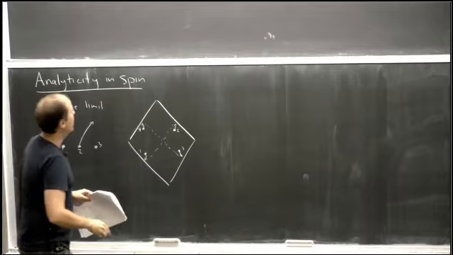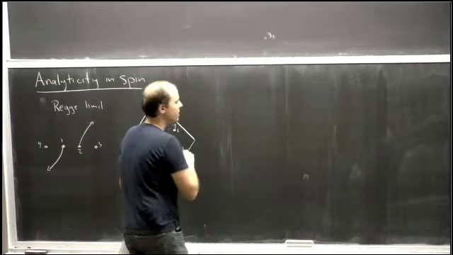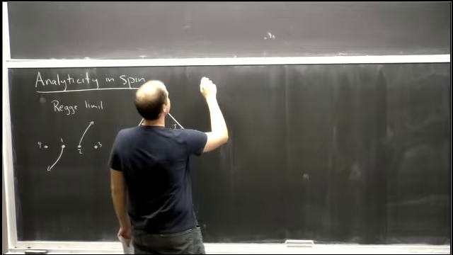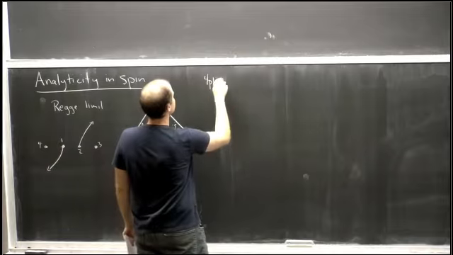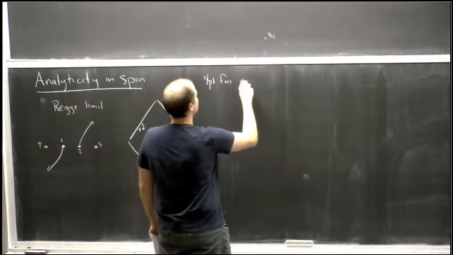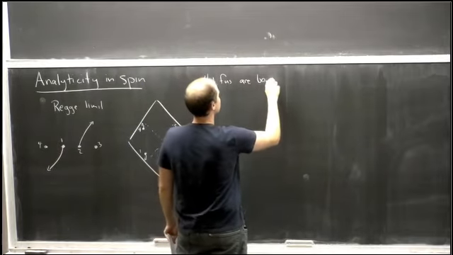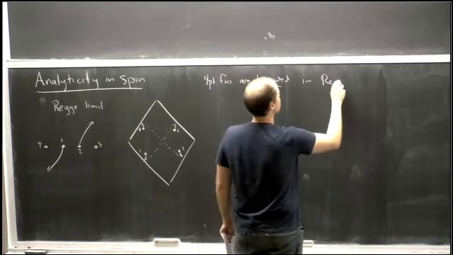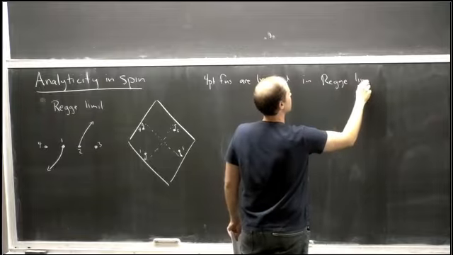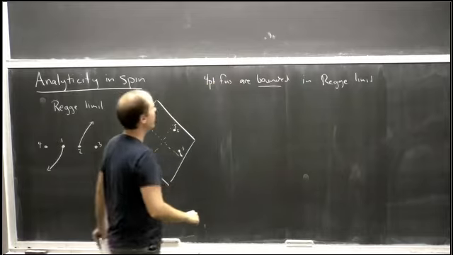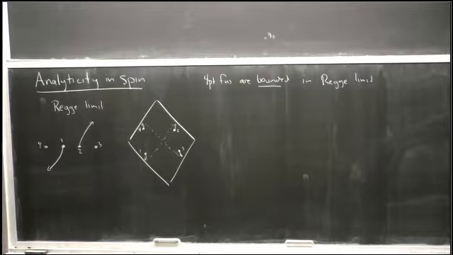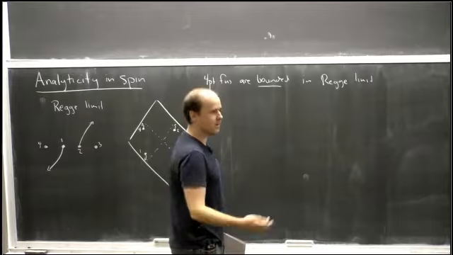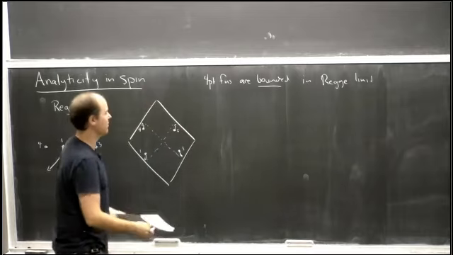Okay, so there's an important and pretty non-trivial fact that 4-point functions are bounded in the Regge limit. To explain this, first let me explain why it's non-trivial. So why you might not expect them to be bounded, and then I'll explain why they're bounded.